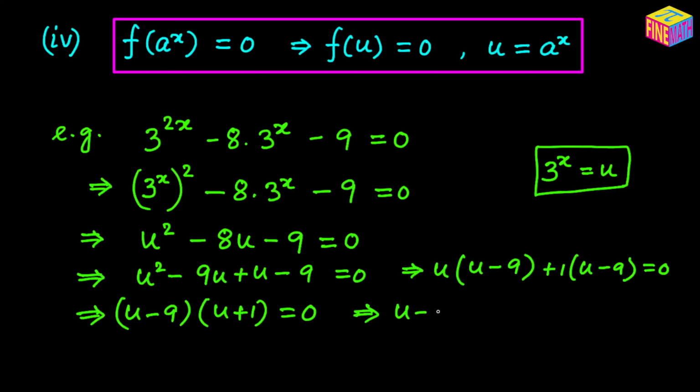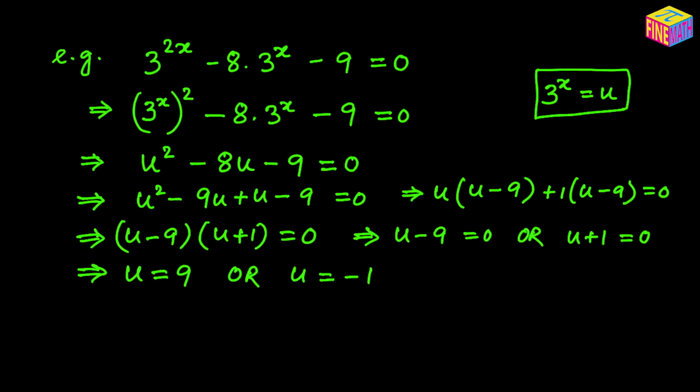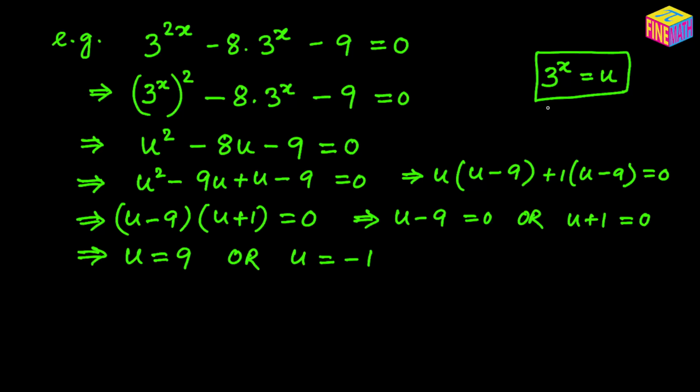Well, then u minus 9 must be equal to 0 or u plus 1 must be equal to 0. So then from here what do we get? We get u must be equal to 9 or u must be equal to -1. And now we have to be very careful because you see what is our u? u is actually 3 to the power x, meaning 3 to the power something that is equal to u. So can that ever be a negative number? I mean, positive 3 with an exponent of anything, can that ever be a negative number? The answer is no, it can never be a negative number.